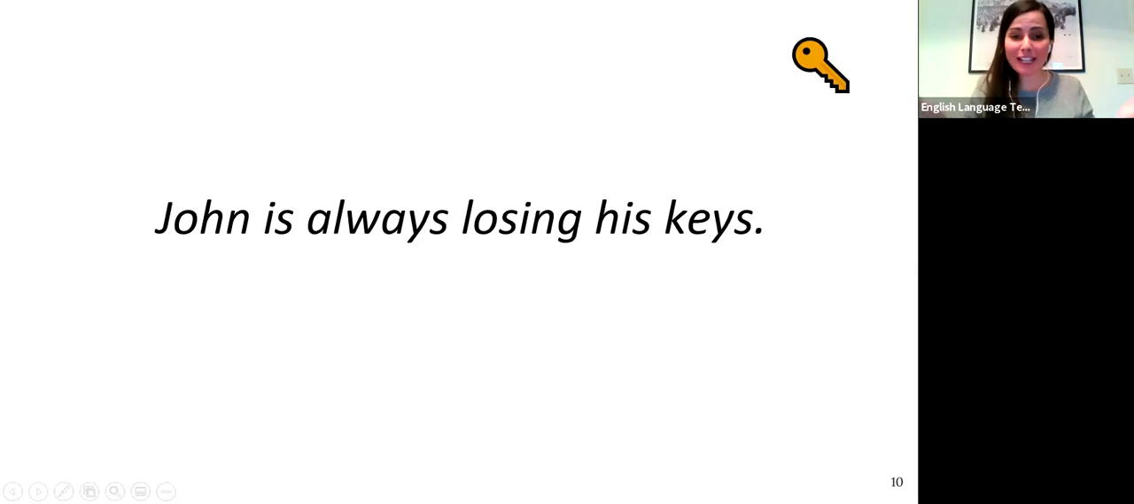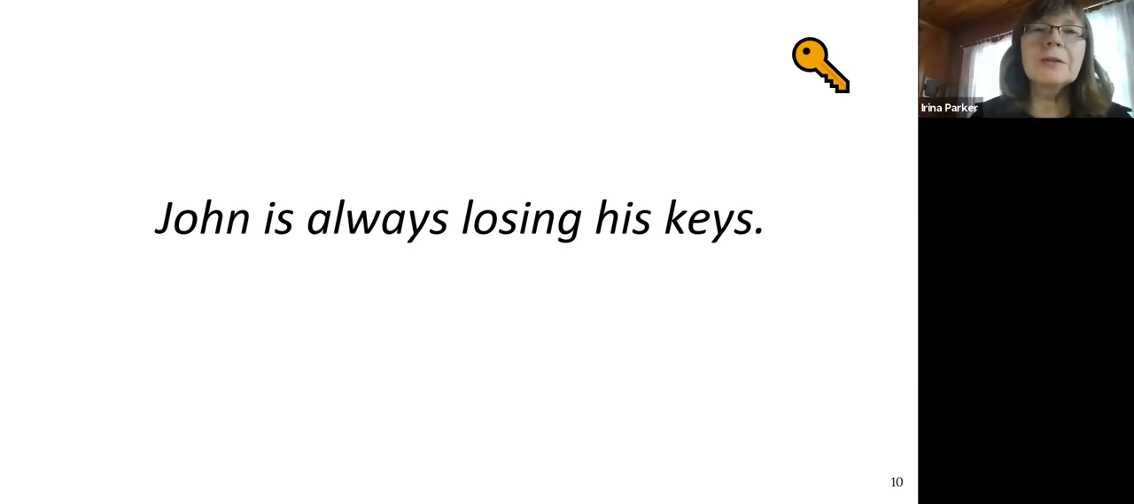So whenever you teach simple present, habit, right, we usually say, if you use the adverb of frequency always, right, you want to use the simple present. But now here I'm using the present progressive with the adverb of frequency always. Is this an ungrammatical sentence? Would you catch yourselves saying this sentence?